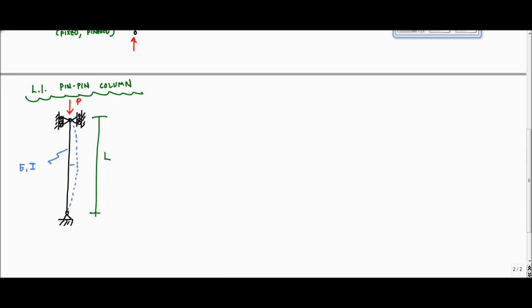Okay, so here I'll call this, let's see, what does your book use? I normally use Y. Did your book use V? I'm going to try to be consistent. Yeah, they use V. So let's say this distance is V for displacement.